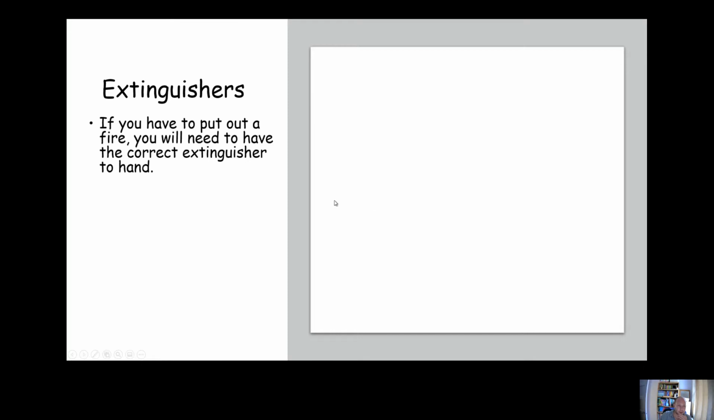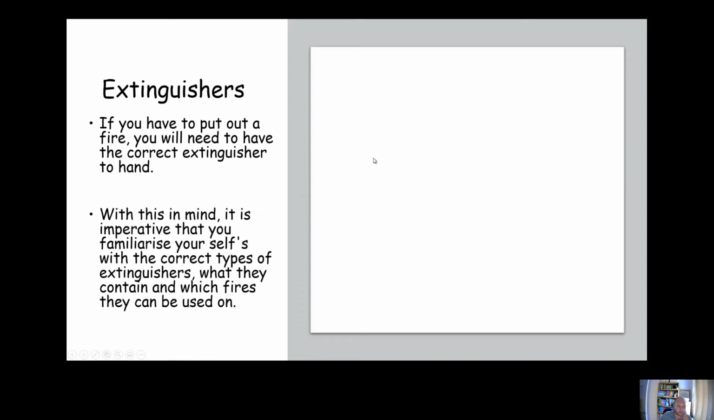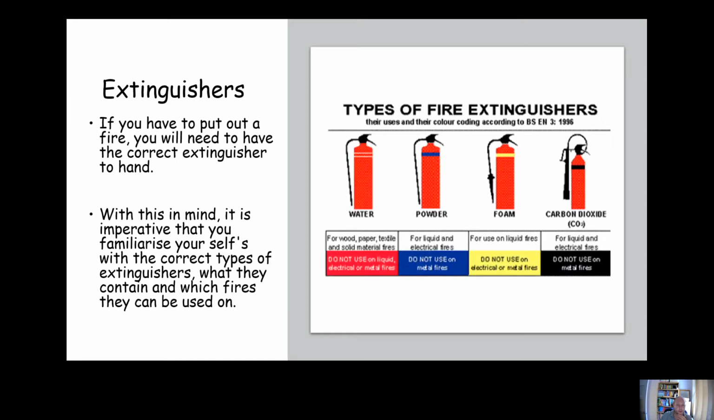Okay. Extinguishers. If you have to put out a fire, you'll have to use the correct type of extinguisher. It's very, very important to familiarise yourself with the correct types of extinguisher and know which fires they can be used on, because in some cases, if you use the wrong extinguisher on the wrong type of fire, you can significantly increase the risk to yourself and others. These are the 4 main ones that we need to know about. Water, which is a red band; powder, which is a blue band; foam, which has a creamy band; and carbon dioxide, which has a black band.